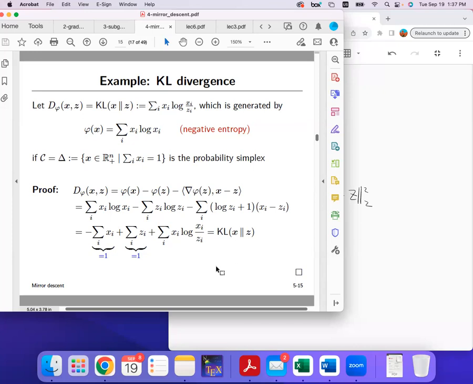Okay. And this one is highly non-Euclidean because we have log. It's no longer a Euclidean metric. And even more, this divergence is not symmetric. D(X, Z) is different from D(Z, X). So this becomes totally different.